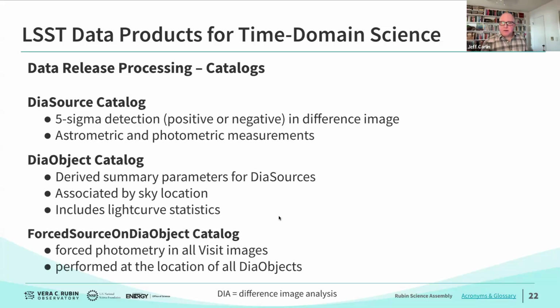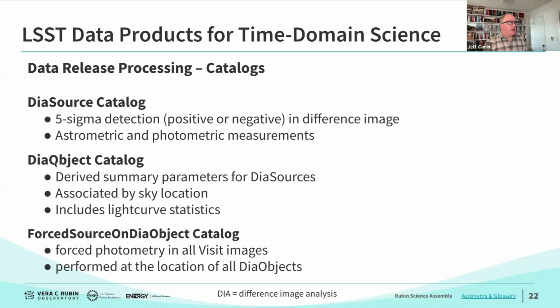And then you have catalogs derived from all of these. So the DIA source is the difference imaging source catalog, which is all of the 5 sigma detections from those difference images. And so that'll have photometry and eventually, detailed astrometry. And so that's the measurements on single visit images.